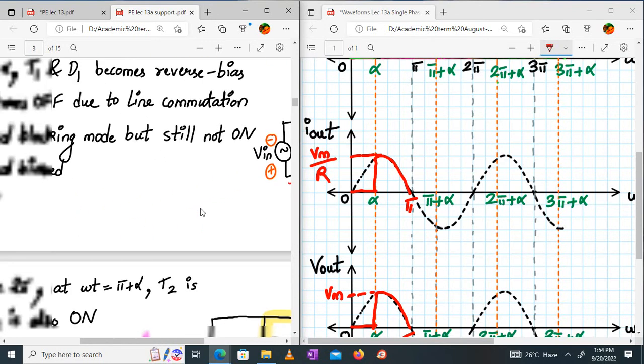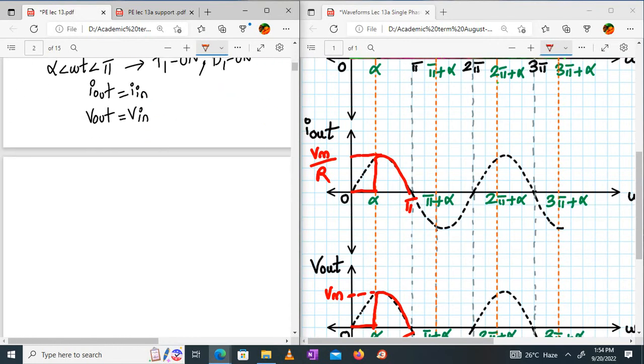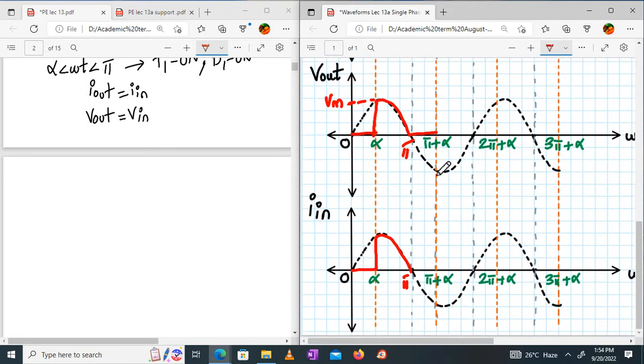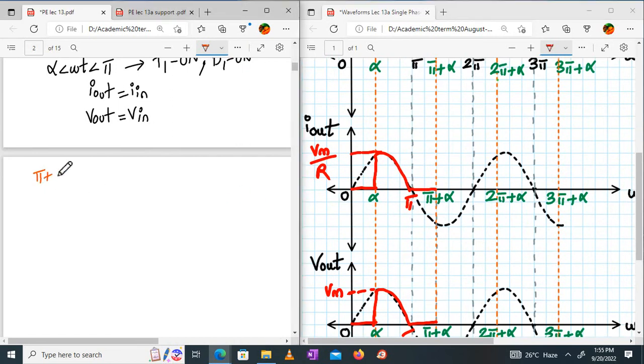Okay, now let us come to the next case. You're following? So yes, we have to transfer that information. So from pi to pi plus alpha, Iout will be 0, Vout will be 0, Iin also will be 0. Now, next case, pi plus alpha to 2 pi. Now what happens?